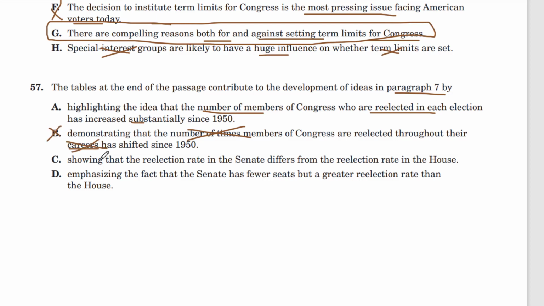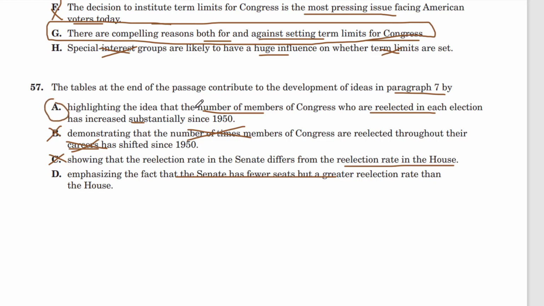B is wrong. C, showing that the reelection rate in the Senate differs from the reelection rate in the House. Well, it did at first, but then it actually became the same. So this is factually incorrect. And by the way, the main idea of the table is not the difference between the House and the Senate. The main idea is that the reelection rates are higher than ever before and about 90% in total for both of them. C is not the right idea. D, emphasizing the fact that the Senate has fewer seats but a greater reelection rate. No, it's nothing about the number of seats in the House. That's not it. A is the correct answer.